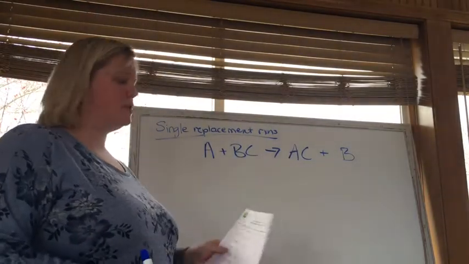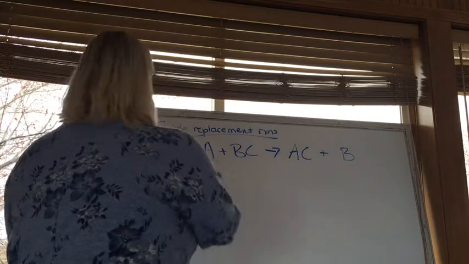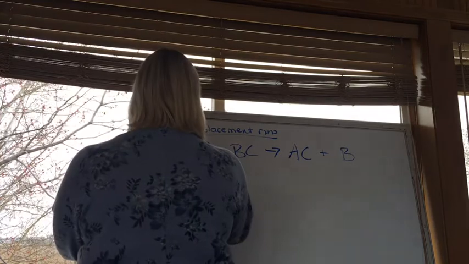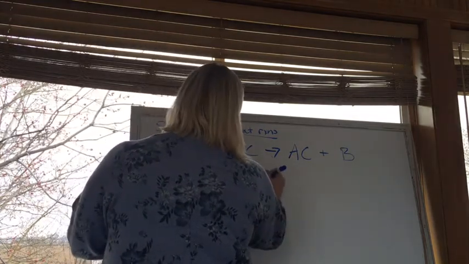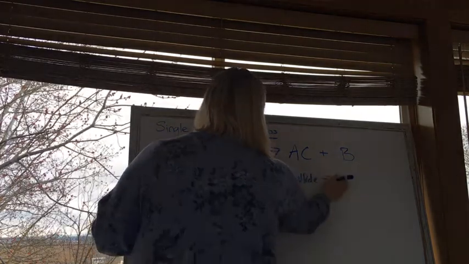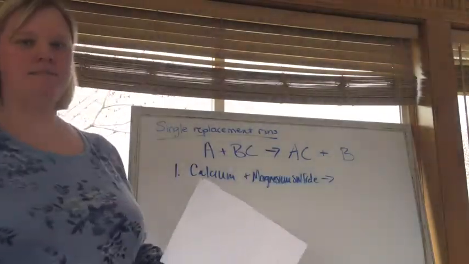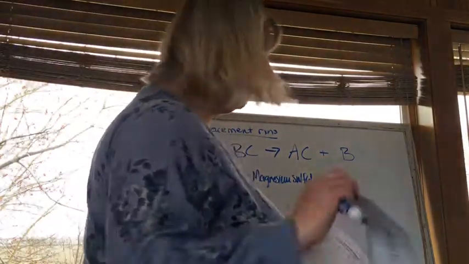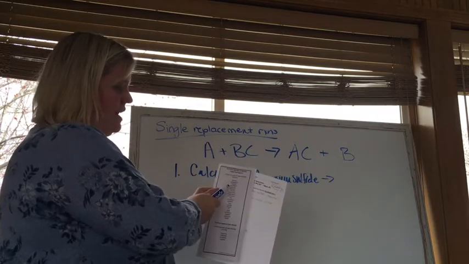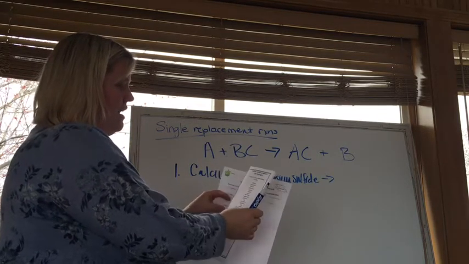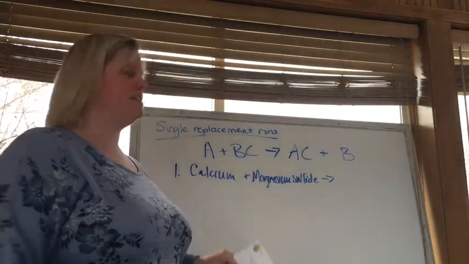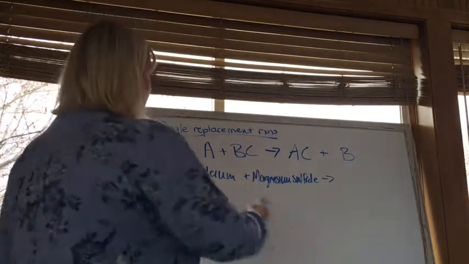Let's do some examples from our worksheet. I'm just going to start with number 1. It gave you calcium and magnesium sulfide, and it asks you to predict the products. So we go to our activity series, and you can see that calcium is right here and magnesium is down here. Calcium is higher than magnesium, so we can say calcium is more reactive.